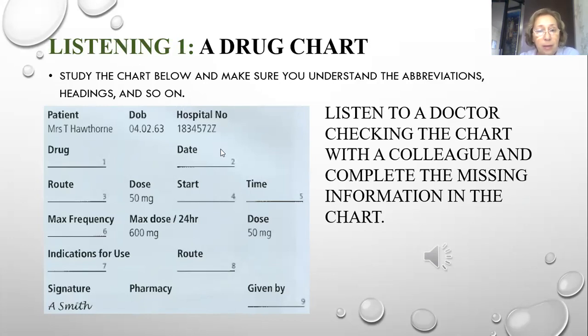But before we do this, let us try to complete the chart ourselves. So we can see here different subheadings. For example, in the first line, the heading says patient. And we can see the name of the patient. This is Mrs. T. Hawthorne. Then the next heading is DOB. What does it mean?